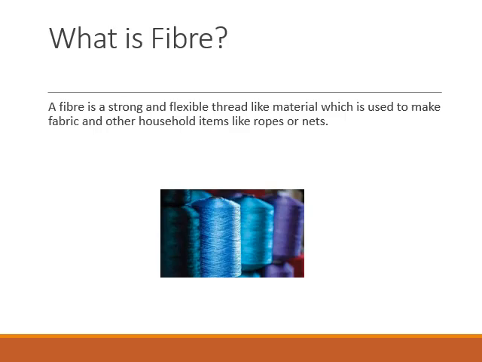So what is fiber? A fiber is a strong and flexible thread-like material which is used to make fabric and other household items like ropes or nets. So fiber is a thread-like substance which we can use to make fabric and our clothes, and it not only helps us to make fabrics, we can make many other things like ropes, nets and tires also with the help of fiber.